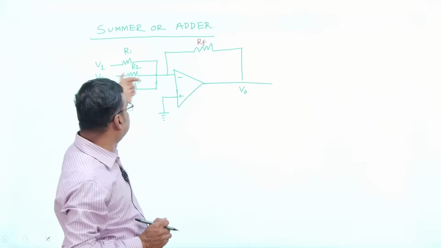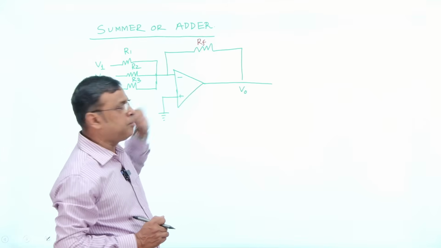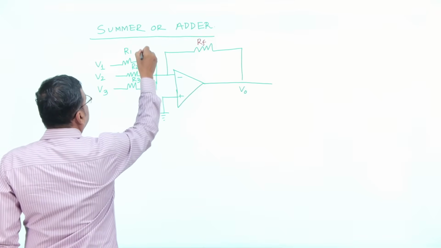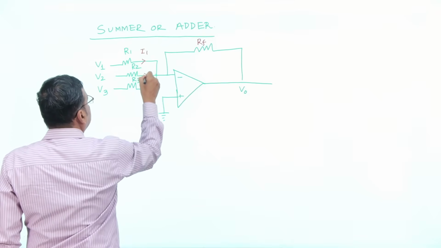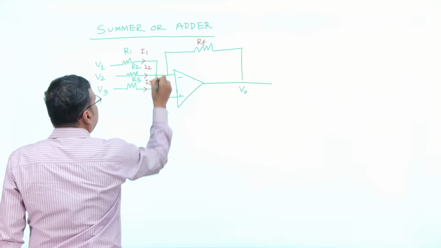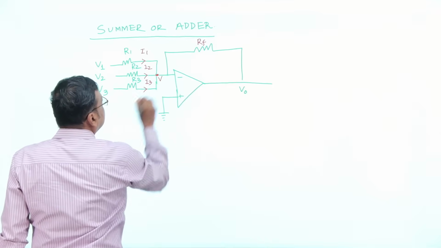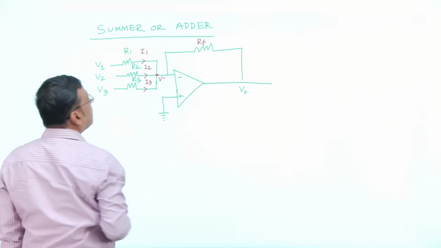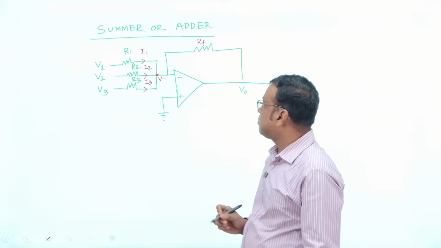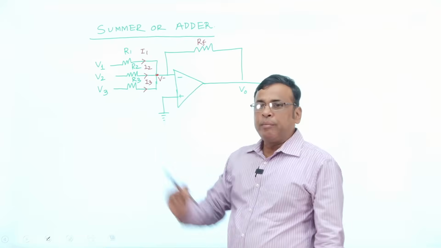The three input resistors are connected to the inverting terminal, which is the negative terminal. Let the currents be I1, I2 and I3 here, and let this point be V minus. So what will be my output if more than one resistor is connected, through different voltages, to the inverting terminal, the minus terminal?